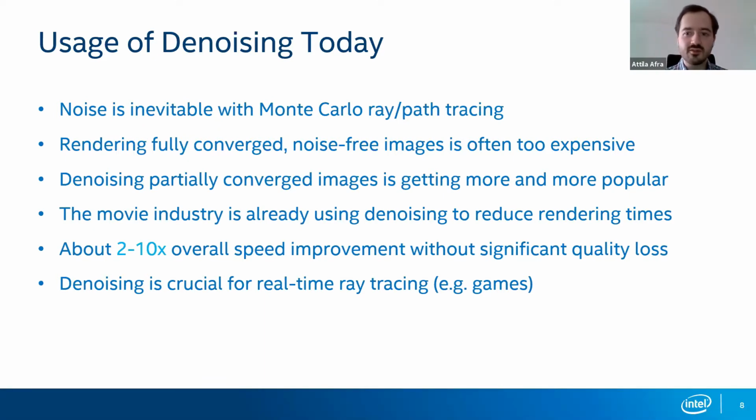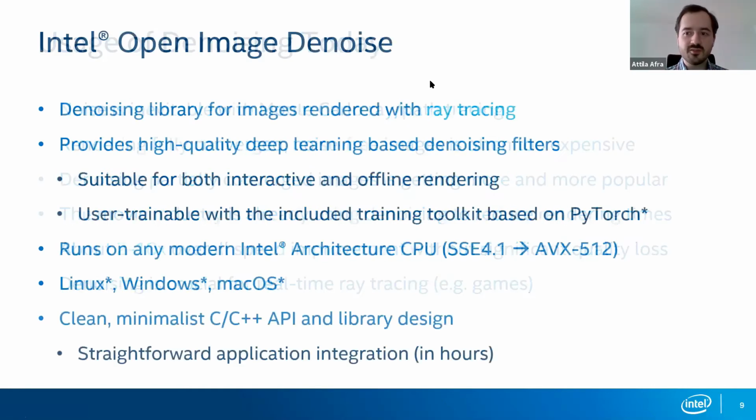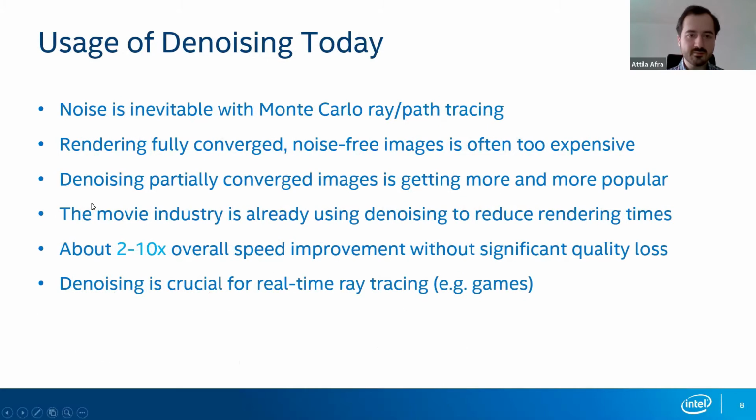The movie industry is also already using this approach. It's possible to get 2 to 10x improvements with denoising without losing a significant amount of quality. It seems the slides are going forward without me clicking on them. Sorry about that. And it's also actually crucial for real-time applications like games, where it's only possible to render a few samples per pixel. Without denoising, the results would be completely unusable.